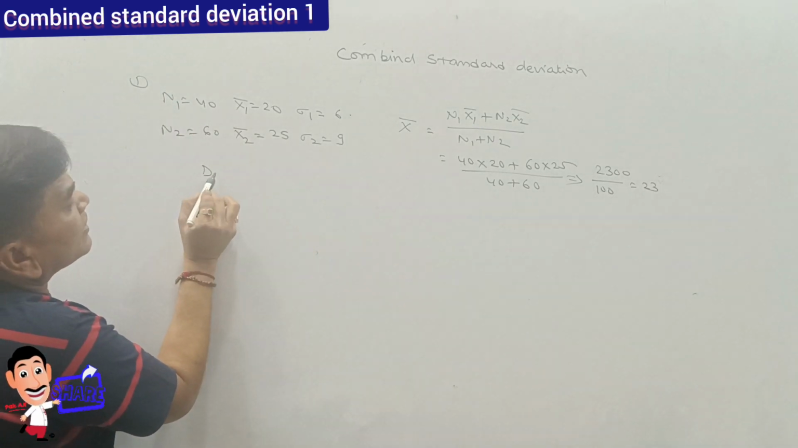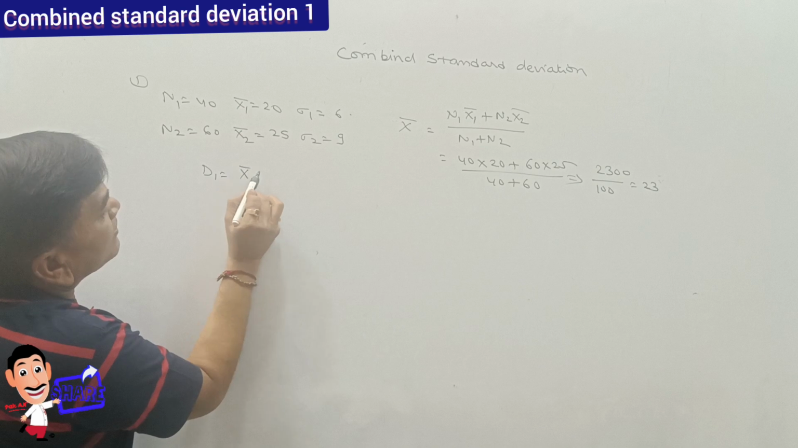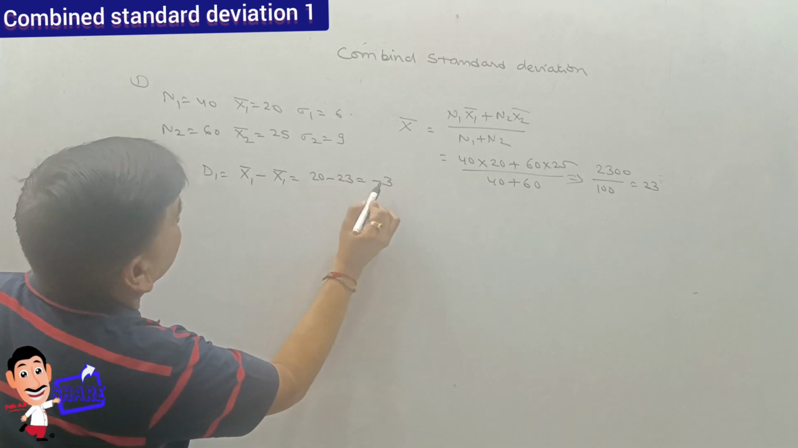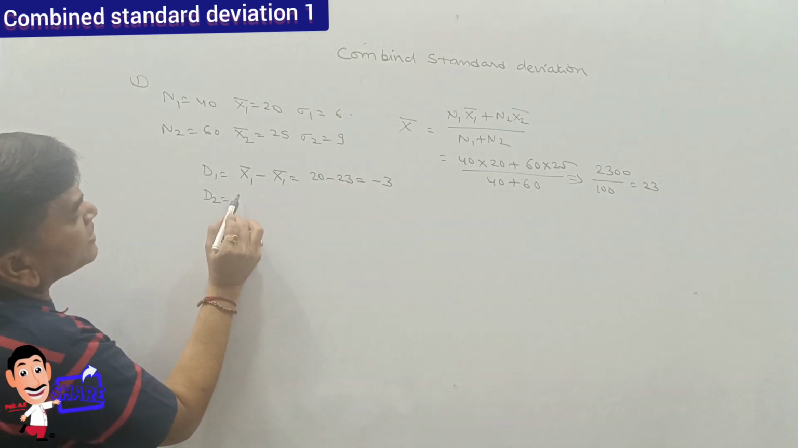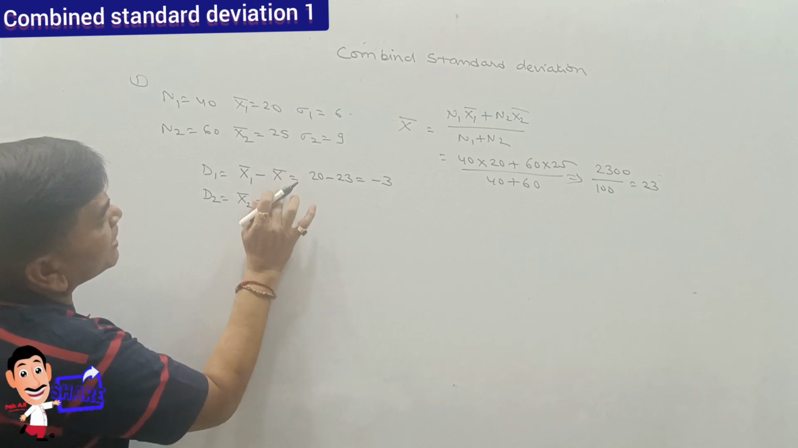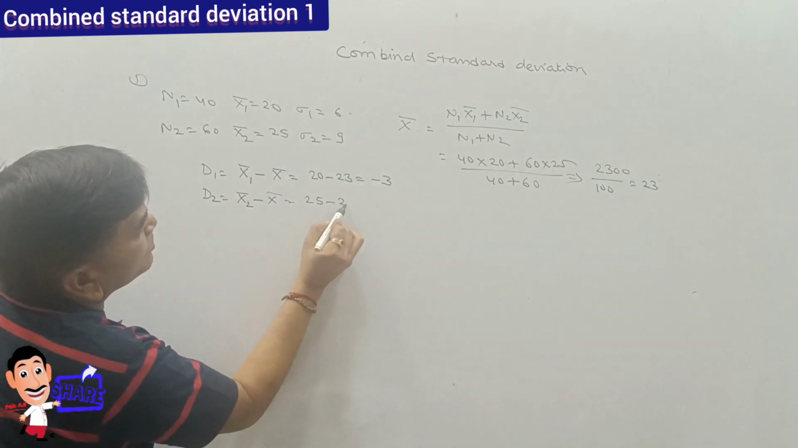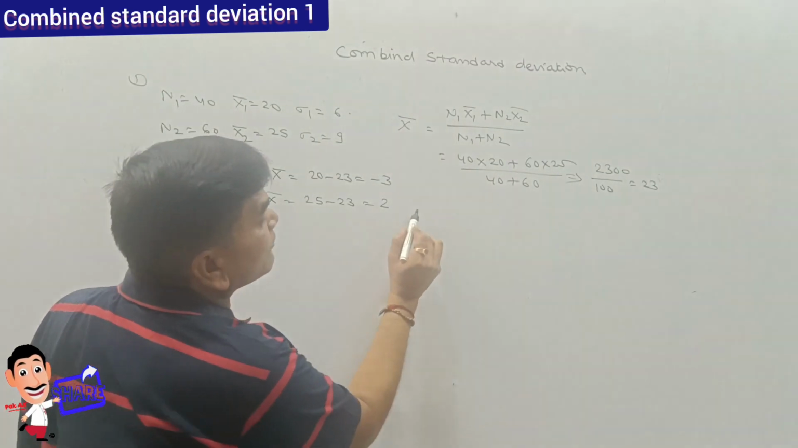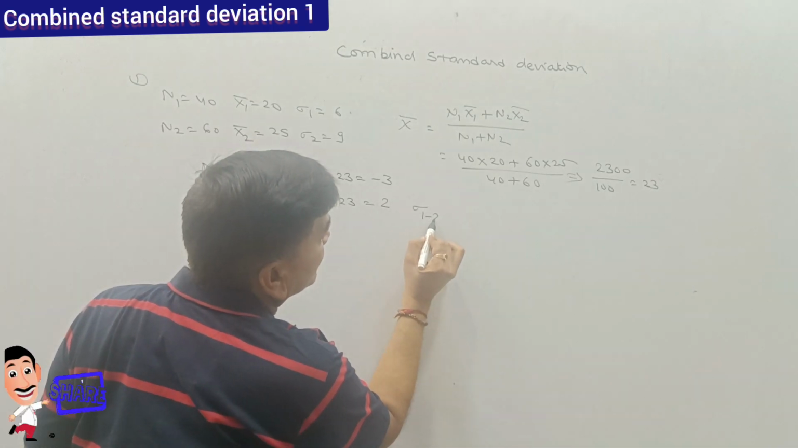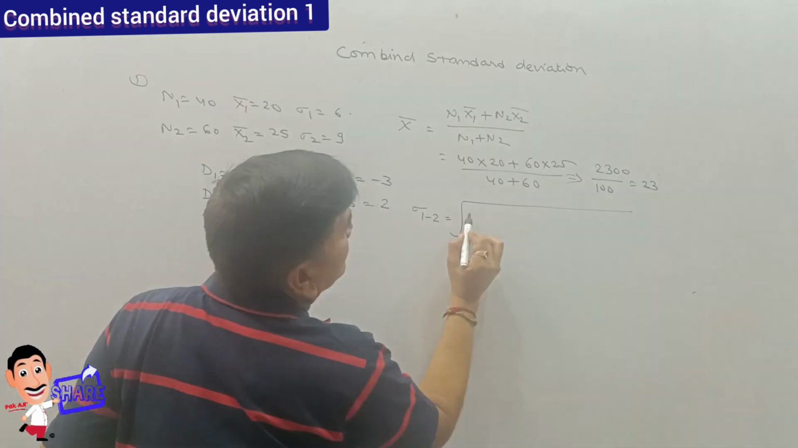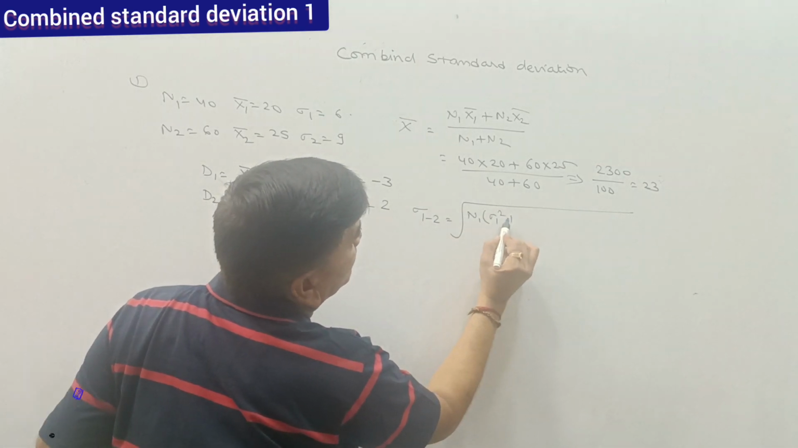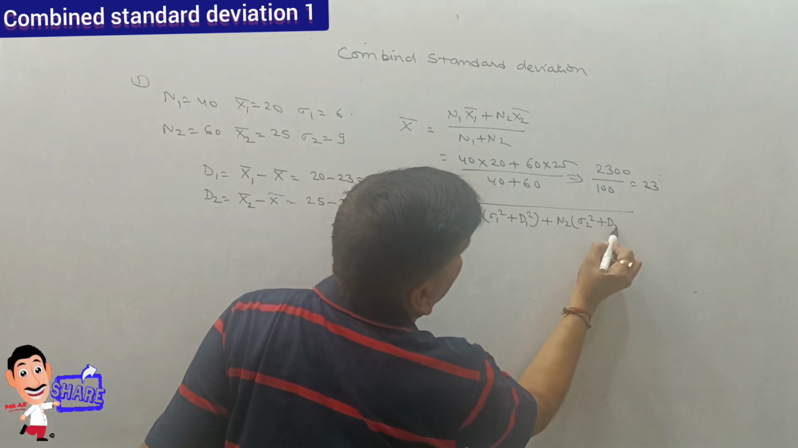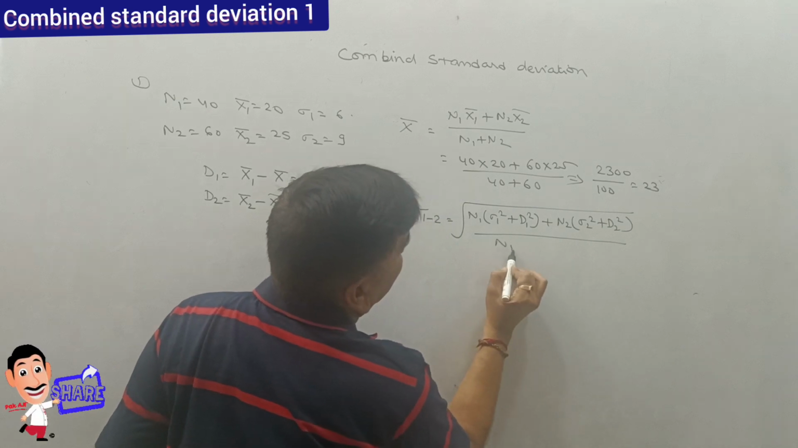So the value of d1, that is x bar 1 minus the combined mean: 20 minus 23, that is minus 3. The value of d2, x bar 2 minus the combined mean: 25 minus 23, that is 2. Then the formula applicable for the combined standard deviation is n1 standard deviation 1 raised to power 2 plus d1 raised to power 2, plus n2 standard deviation 2 raised to power 2 plus d2 raised to power 2, divided by n1 plus n2.